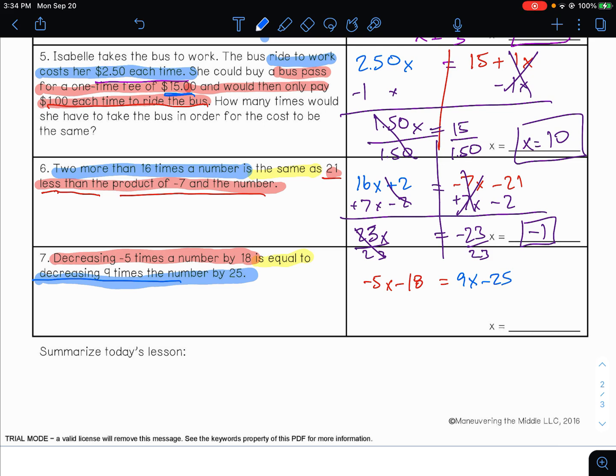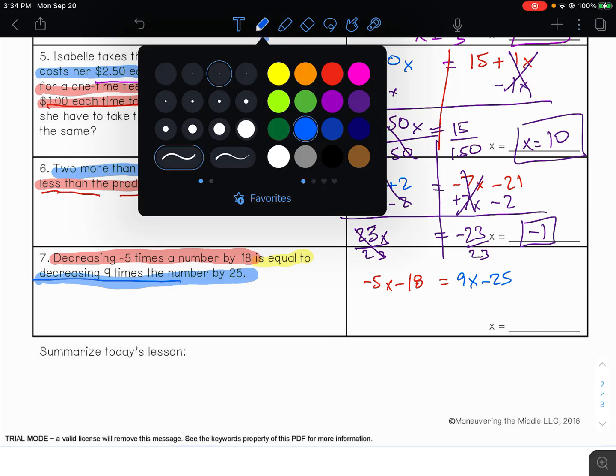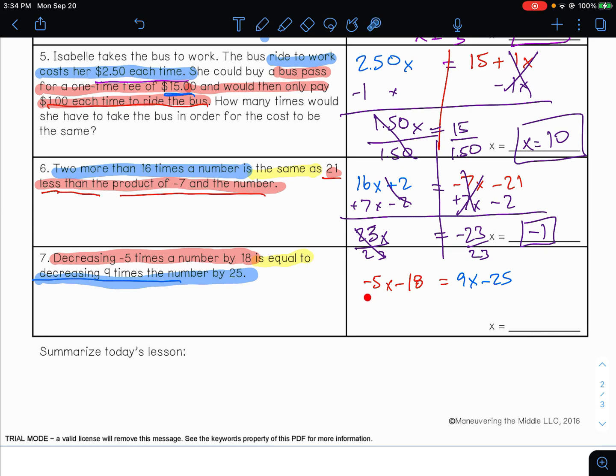All right, let's solve this. I can choose to add 5x to both sides or subtract 9x. I will choose to add 5x because I find adding is easier and I don't want negative numbers. That's going to get me 14x. And now I need to get rid of everything else on this side. So there's still a minus 25. I'm going to get rid of it by adding 25 to both sides.